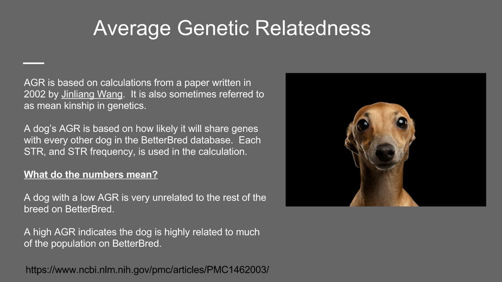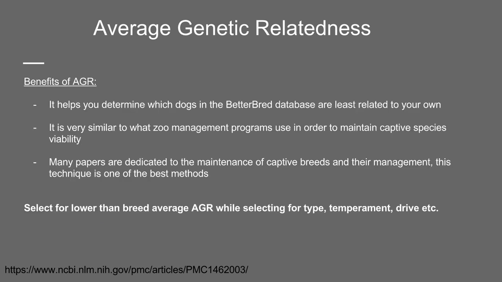Okay, continuing average genetic relatedness, the benefits of AGR. It helps you determine which dogs in the Better Bred database are least related to your own. It's very similar to what zoo management programs use in order to maintain captive species viability. Many papers are dedicated to the maintenance of captive breeds and their management. This technique is one of the best methods tested out there.